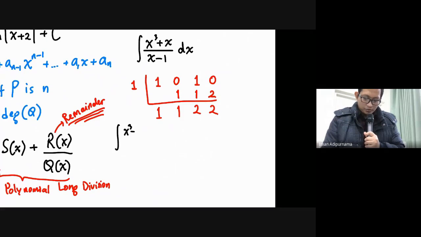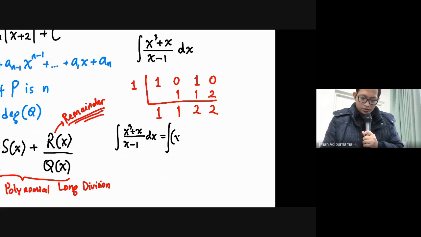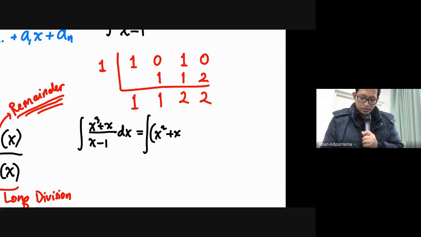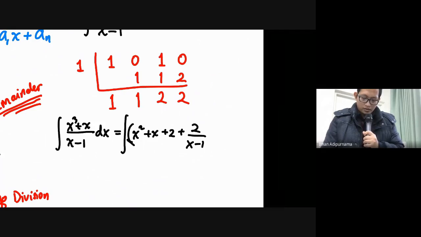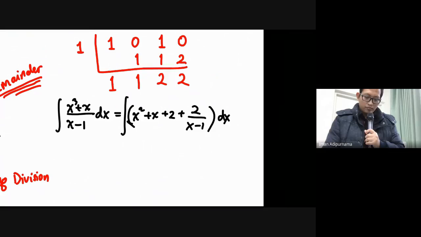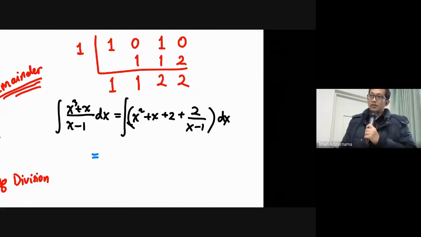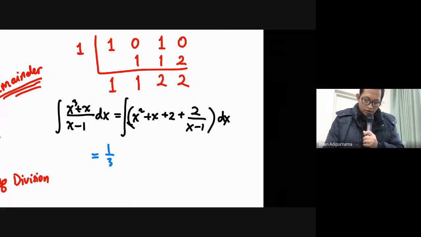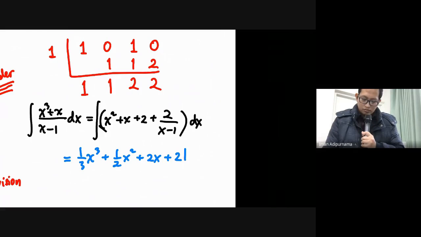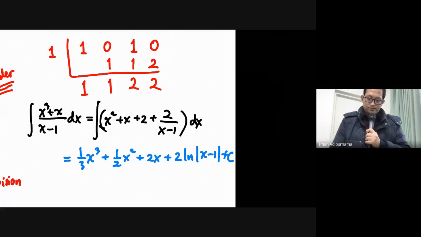So you will have, let me write the whole function. Let me write this as the integral of x squared plus x plus 2 plus 2 over x minus 1, close bracket and dx. And now I can integrate separately. So 1 over 3 x cubed plus 1 over 2 x squared plus 2x plus 2 ln|x minus 1|, and then plus C.